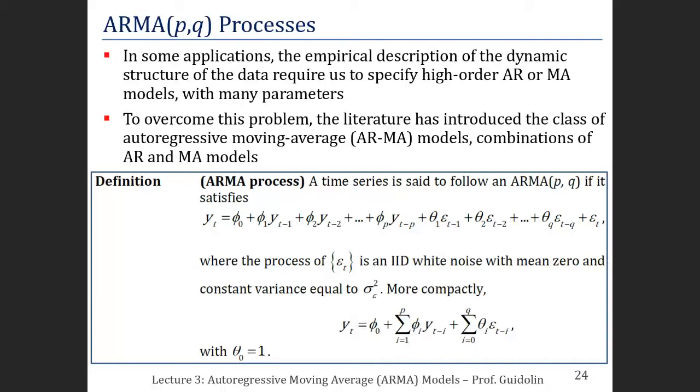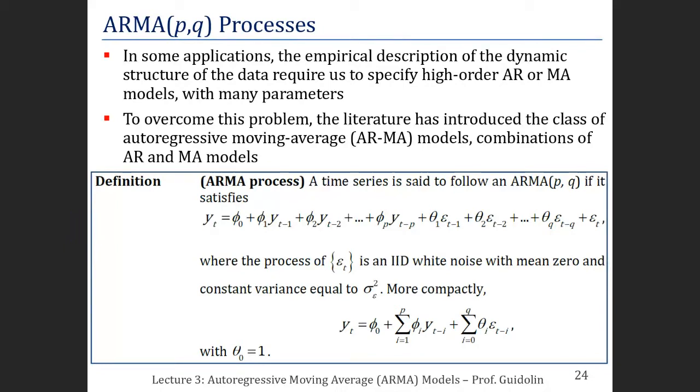ARMA(p,q) model. So in this case, there are two parameters that indicate what the structure of the model is like. P is the number of lags of Y appearing on the right-hand side, and Q is the number of lags of epsilon, of the shocks, appearing on the right-hand side. In a moment, you will see that.